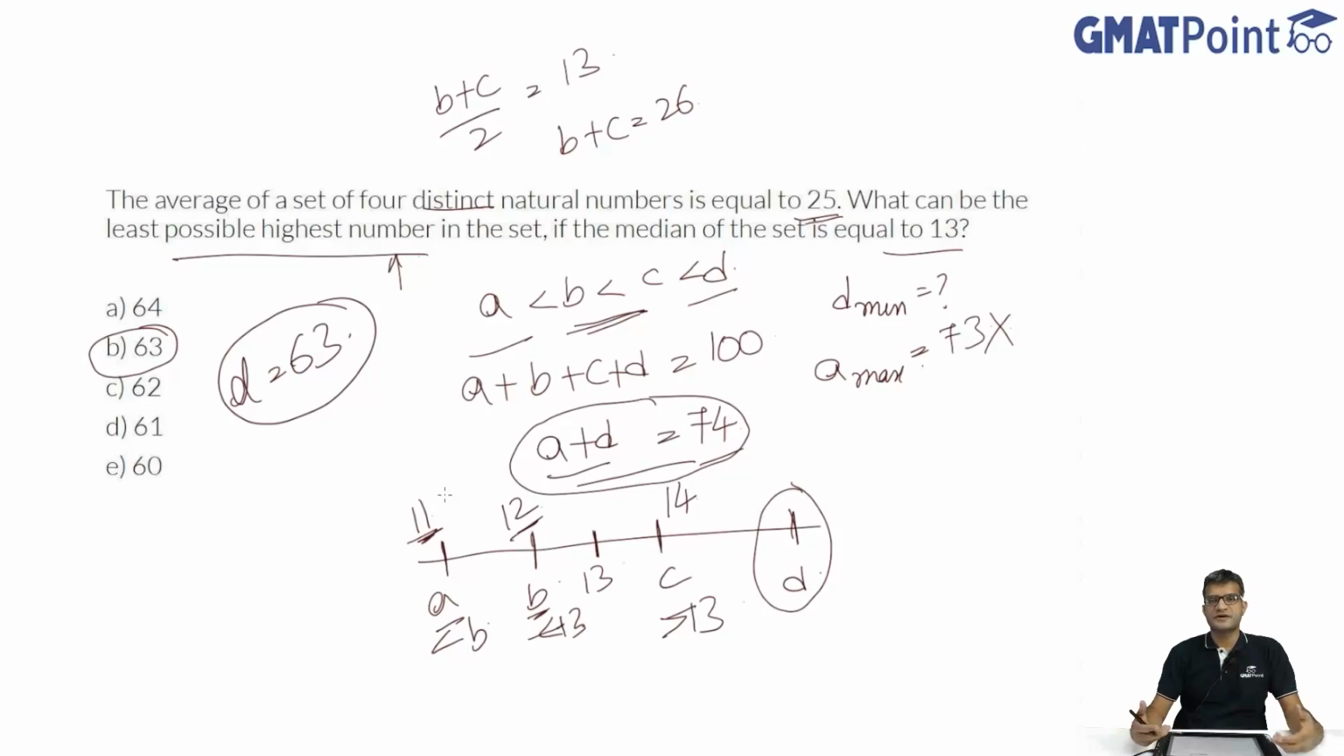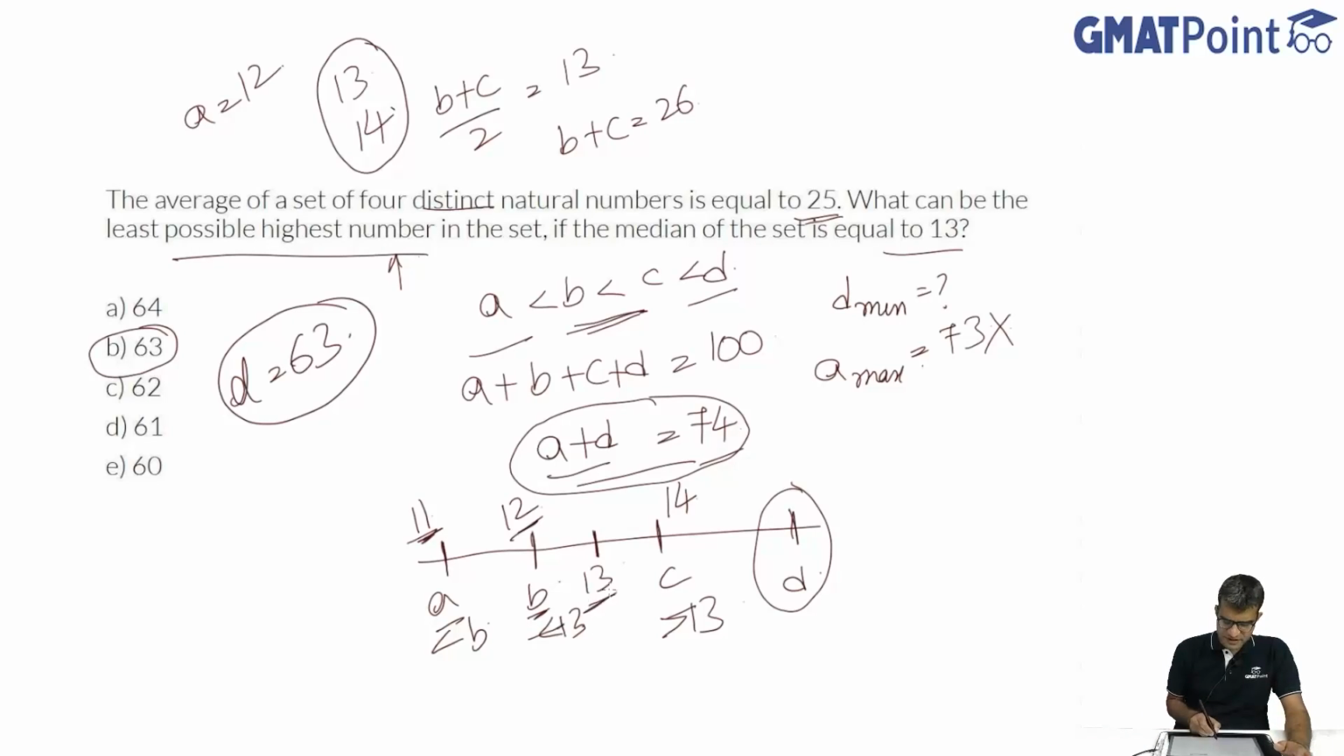If you are not understanding this, you can try to see if A can take 12. If A is equal to 12, the minimum value that B can take will be 13, and the minimum value that C can take will therefore be 14, and the average of B and C will not be equal to 13. If the average of two distinct numbers is equal to 13, one of them has to be less than 13 and one of them has to be greater than 13. Both of them cannot be greater than 13, or both of them cannot be less than 13. In that case, the average will not be 13. So once we know that the average is 13, we know that B has to be less than 13, and the maximum value it can take is 12, and therefore the maximum value that A can take is 11.